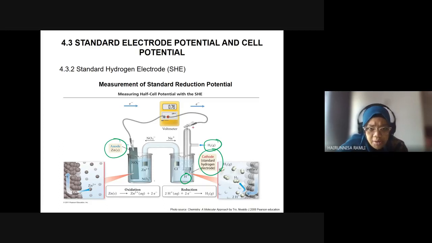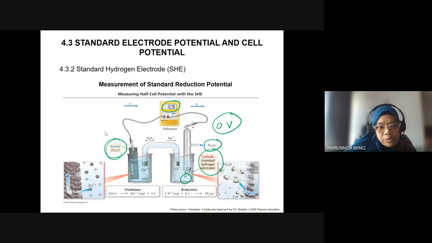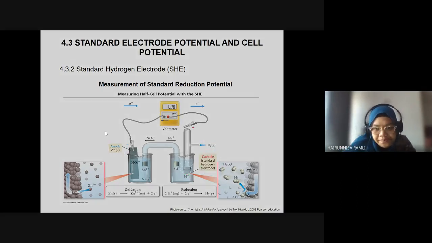Okay, so now kalau you perasan, bacaan 0.76 ni, sebabkan kita tahu kalau SHE hydrogen bacaan dia adalah 0 volt, so this value adalah value untuk zinc sebenarnya. Okay, itu cara untuk kita dapatkan value untuk setiap half cell lah.